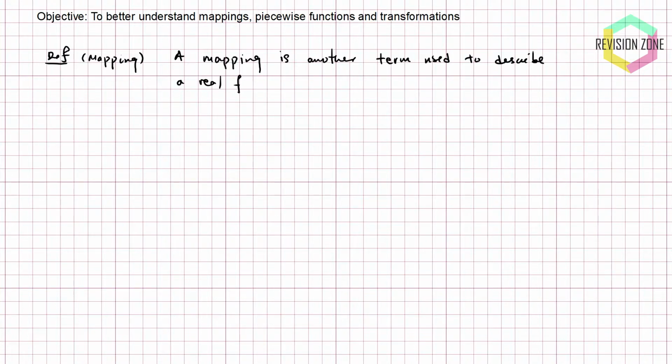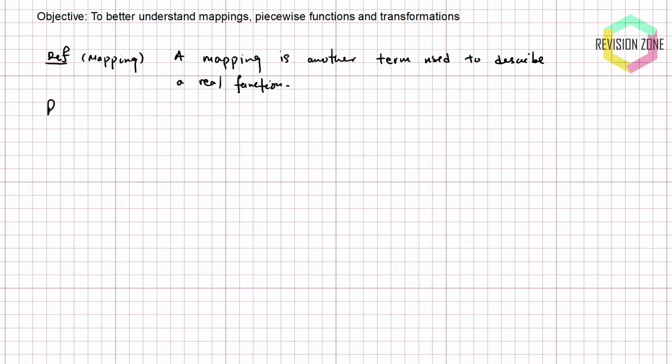So to begin with, it is worth defining a mapping. A mapping is basically any real function. By a real function, I of course mean any function which takes in a real number and gives out a real number, which is the vast majority of functions that we see on the A-level syllabus.